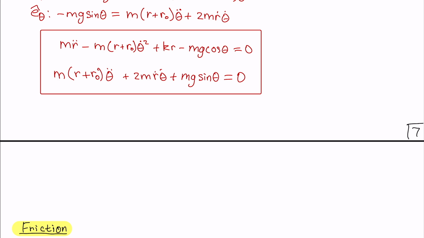All right, so we end up with 2 equations of motion, and that's because there are 2 what we call degrees of freedom, or 2 ways that this particle can move. First, the particle can move radially with r of t, or it can move angularly with theta of t. Are these equations linear or nonlinear?